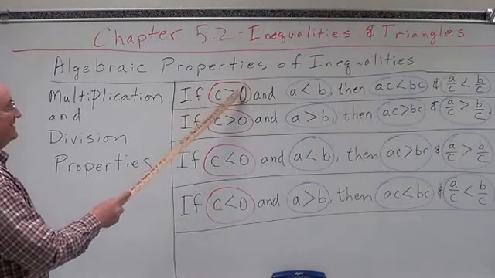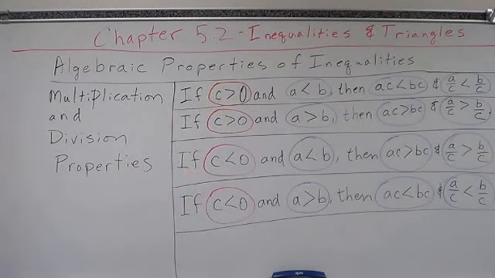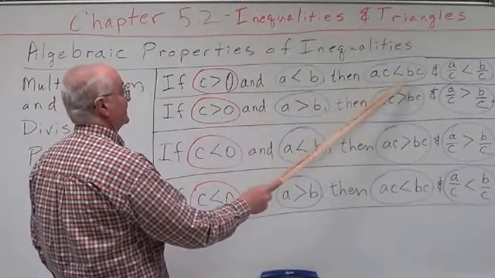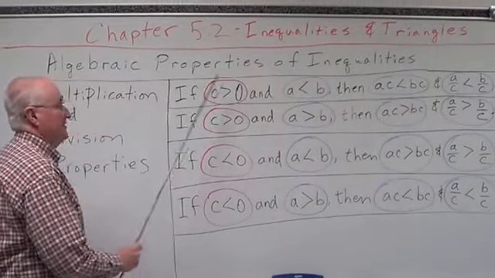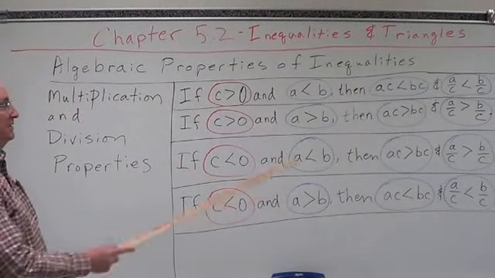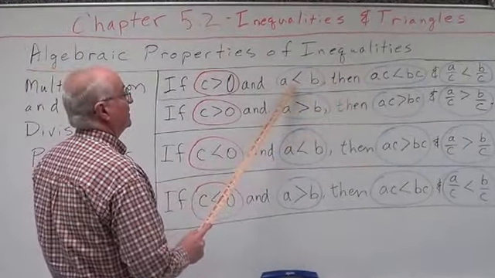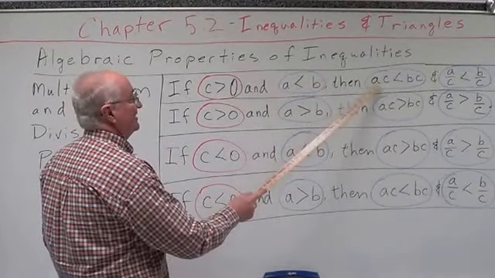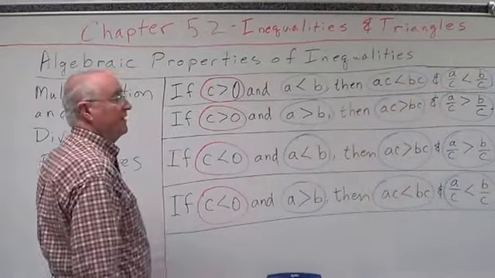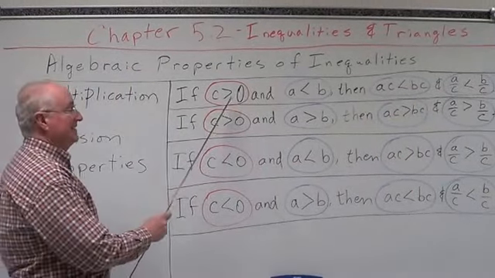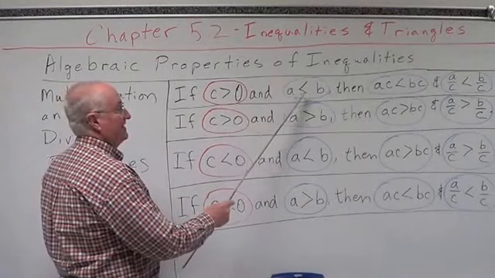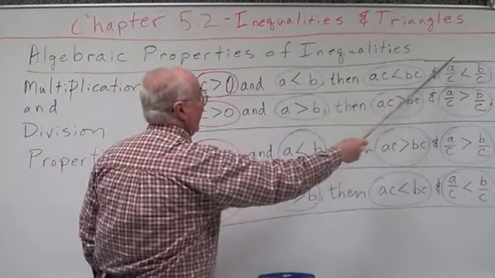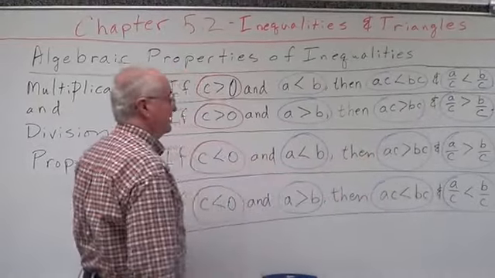If C is greater than 0 and A is less than B, then A times C is less than B times C. So if C is positive, the inequality relationship of A to B remains the same if we multiply or divide by C. If C is positive and A is less than B, then AC is less than BC, and A divided by C is less than B divided by C.